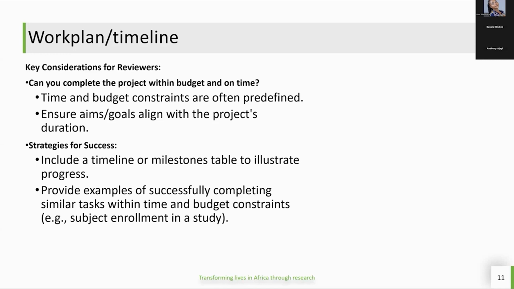But then the activities need to align with the objective of the study, and then the timeline also needs to align with the timeline set by the funder. So strategy for success include a timeline of milestones able to illustrate progress. It's very visually appealing as opposed to writing it down in prose. Provide examples of successfully completing similar tasks within the timeline and budget constraints, e.g. subject enrollment in a study.